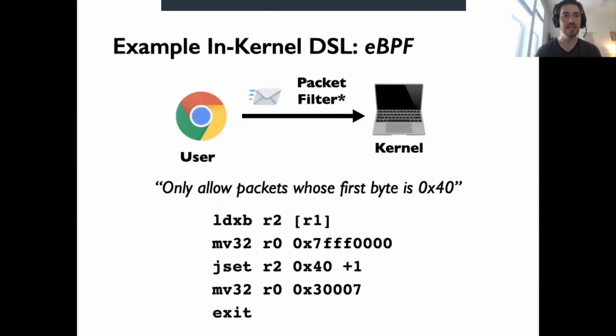As an example, an application may wish to accept all packets which begin with the byte 0x40. To do so, that application could submit the following eBPF program to the kernel. This program loads the first byte of the packet into register R2, then returns either an accepting value or an error value, depending on the contents. Note that for eBPF, the return value is stored in register R0.